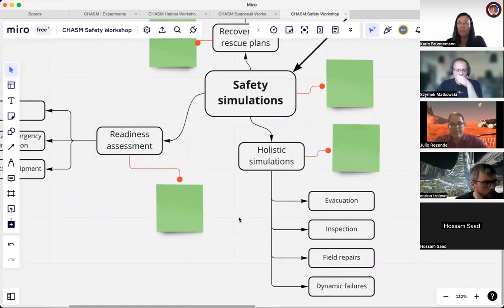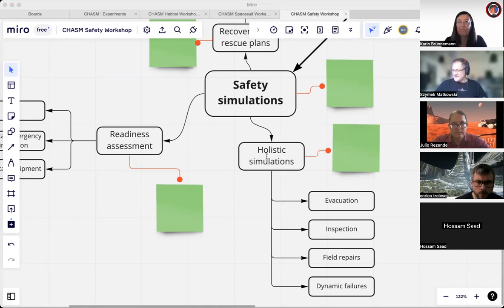Also, what about holistic simulations where we actually combine different scenarios to check the worst case, like we have to evacuate the entire habitat, or something like that. Do we have any comments on this one?